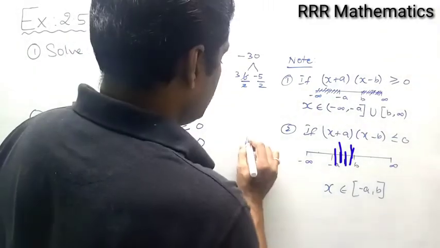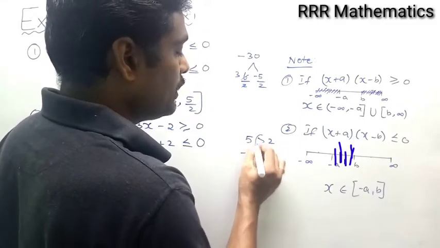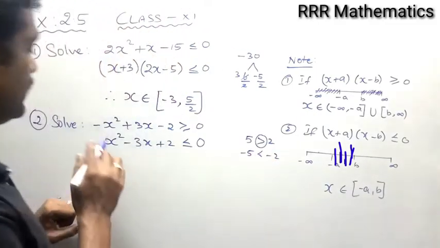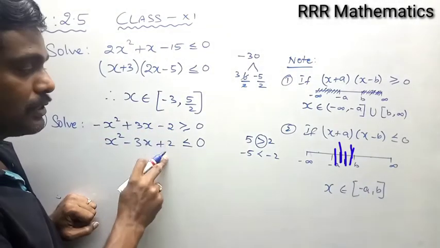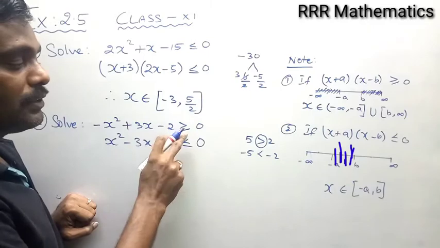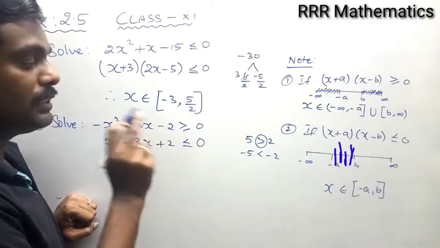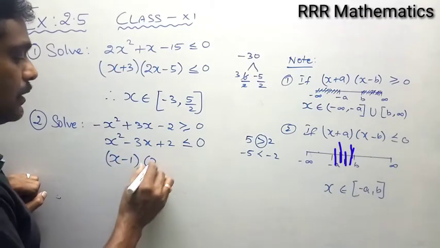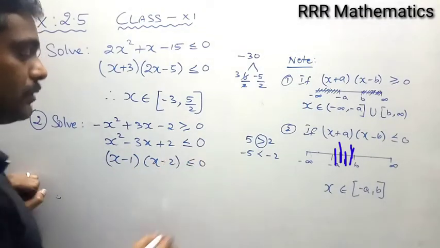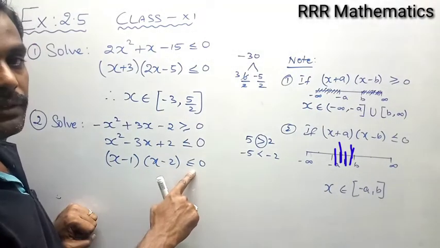For example, 5 is greater than 2. When you multiply minus on both sides, the inequality will change. Just like that, I multiply minus on both sides, it will be plus x square minus 3x plus 2. So in case of inequality, the inequality will reverse, that is greater than or equal to becomes less than or equal to. Factorize. It will be x minus 1 into x minus 2 less than or equal to 0.